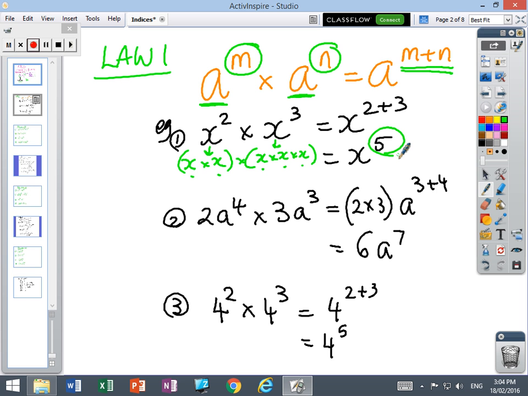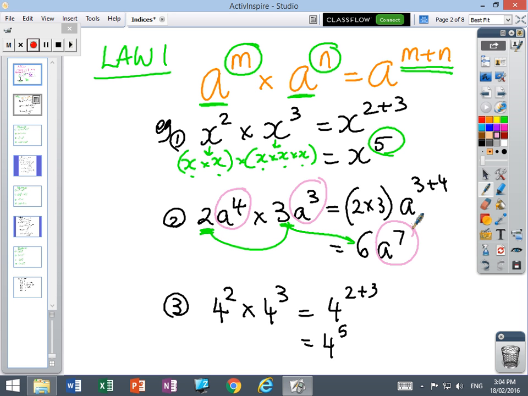The only complication is if I put coefficients out the front. They're not bases, they're just numbers. So 2 times 3 equals 6, and then with the letters, a to the 4 times a to the 3 equals a to the 7.